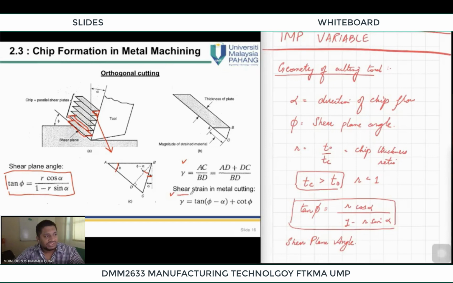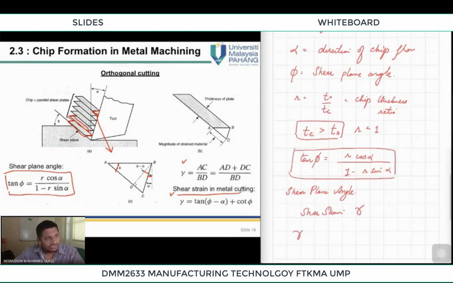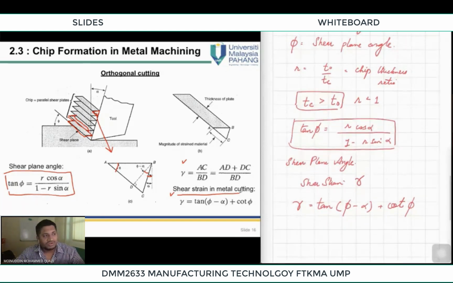And shear strain, because shear stress is produced, so shear strain is also produced. Shear strain is denoted by gamma. So gamma is equal to tangent of phi minus alpha. I don't want to go into the derivation of this. It will take a lot of time to understand. It is complex for you guys. So tangent phi minus alpha whole divided by cot alpha.